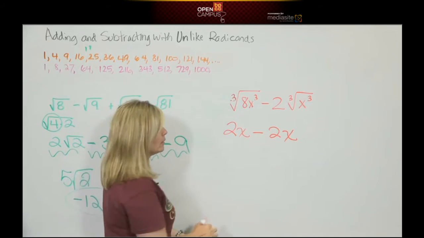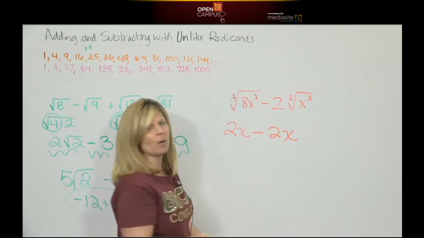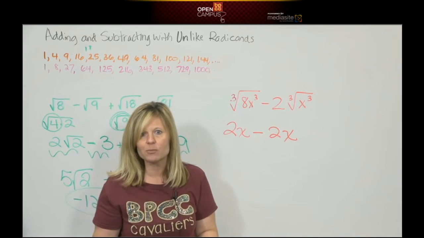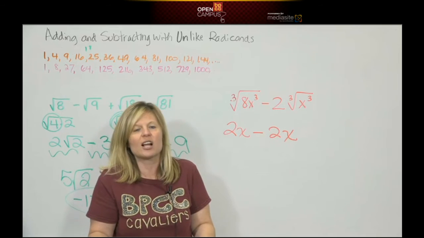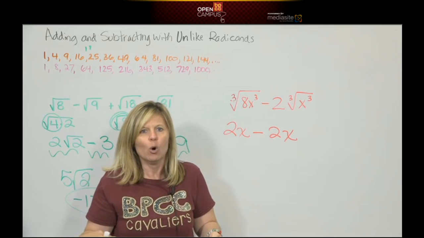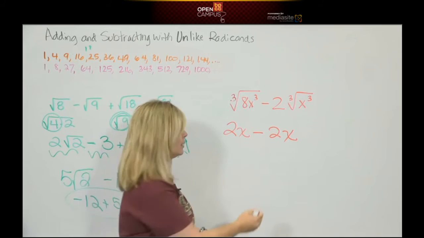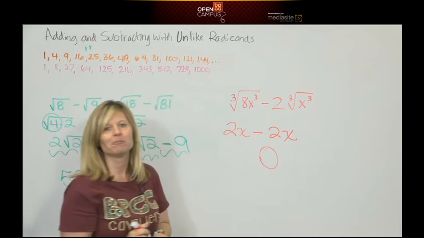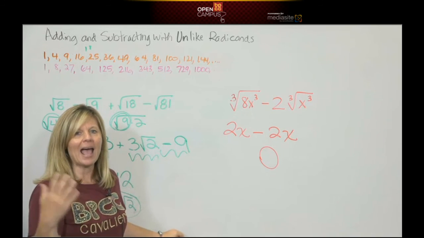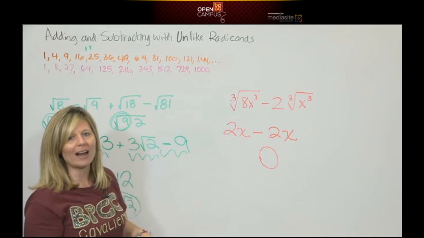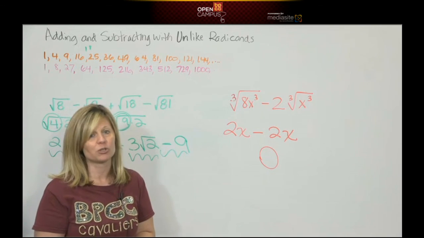Read that out loud. That says 2x minus 2x. Are those still like terms? Yeah, they no longer have radical signs, but they're alike. They're monomials. What is 2x minus 2x? Well, it's the same thing as 2 minus 2. It's 0. And there you go. How to add and subtract with unlike radicals. Next module, we'll start multiplying.